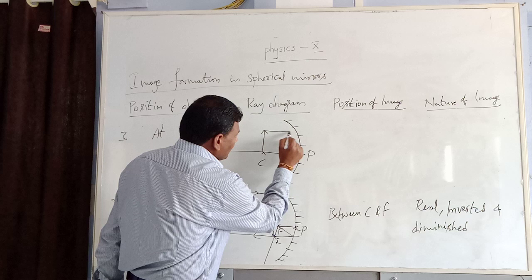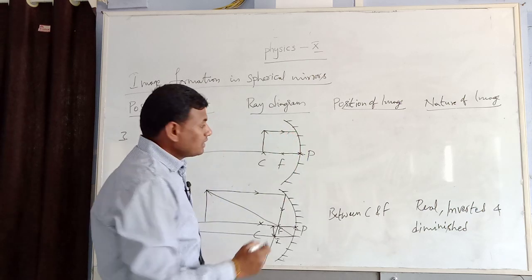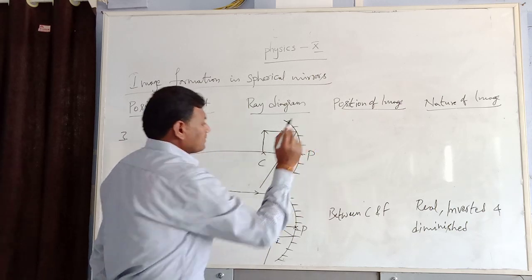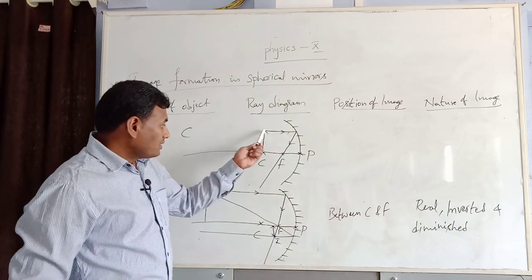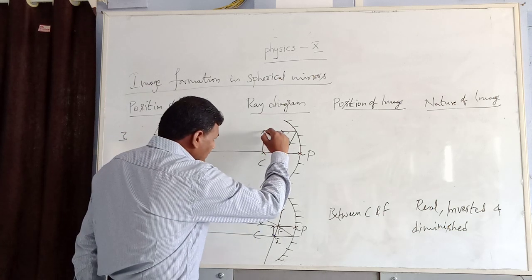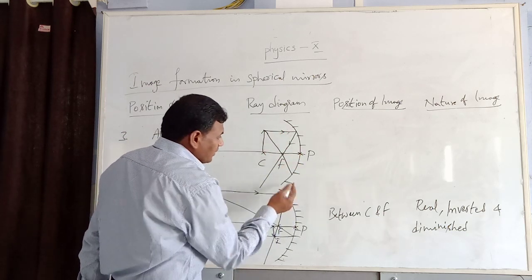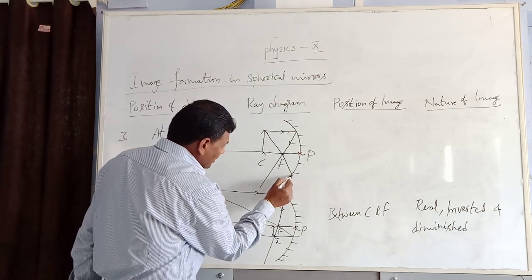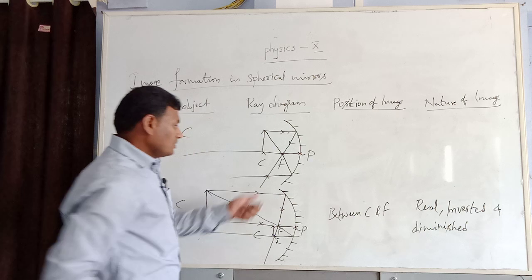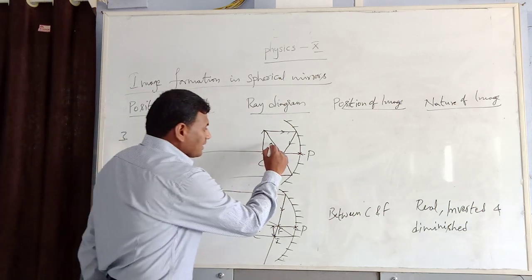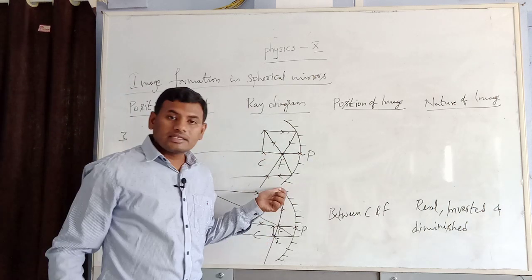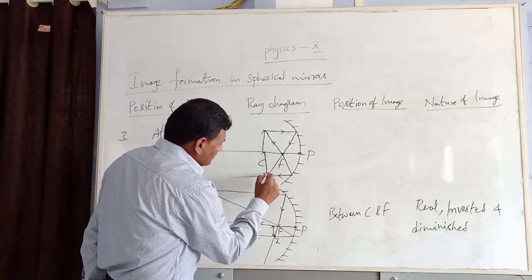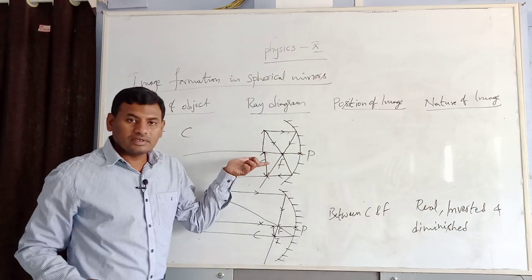Consider a ray that is parallel to the principal axis falling on the mirror. After reflection, it passes through the principal focus. And the second ray which we will consider is the ray passing through the principal focus. When the ray passes through the principal focus, after reflection, it passes parallel to the principal axis. So these two reflected rays intersect at a certain point, and that intersection point gives us the image. So this will be the height of the image, or size of the image.